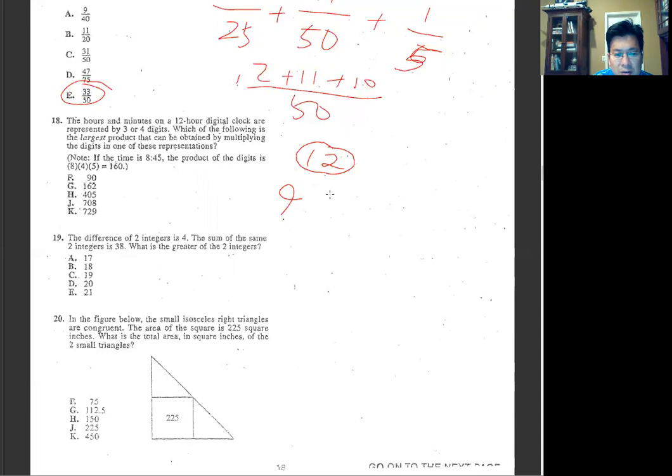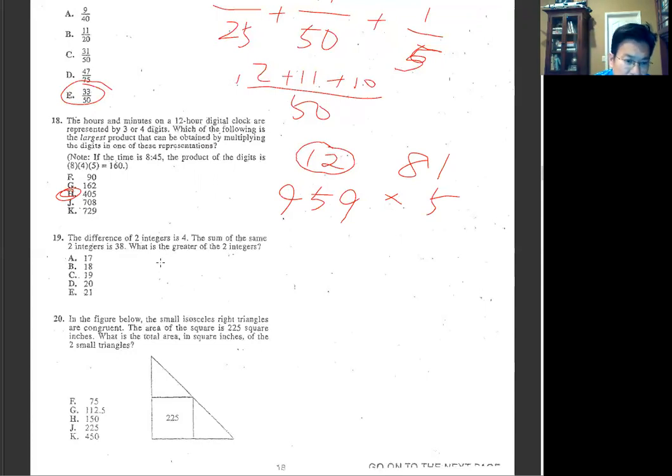And now minutes. Minutes, the biggest number that you can come up with, I think the big number would be 59, probably. Yeah, 59 will be the biggest number that you can multiply. So this one, 81 times 5 is 405.